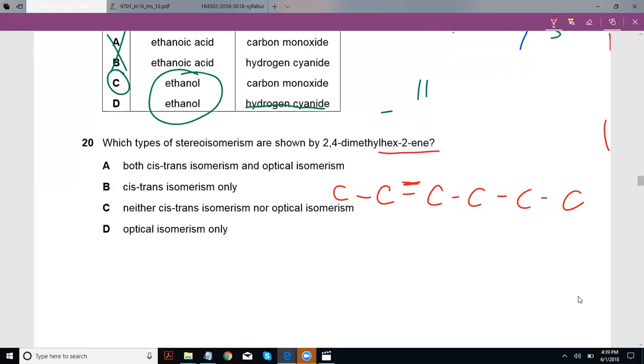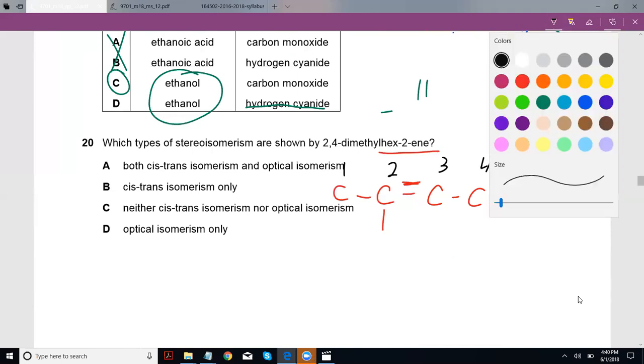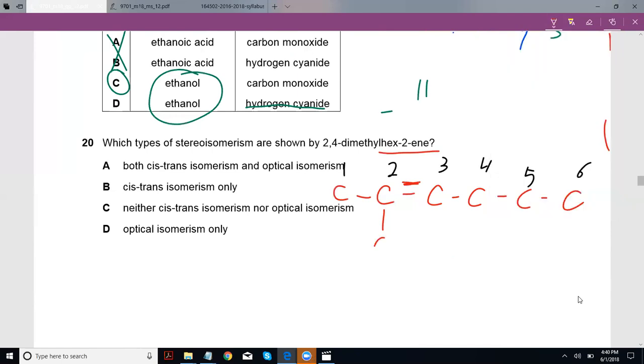And at the same time, you need 2,4-dimethyl. So what I've done is I've counted from here. So this is 1, 2, 3, 4, 5, 6, just to clarify. Anyhow, so methyl groups you're going to attach on 2 and 4. And you want to figure out what types of isomerism they show.